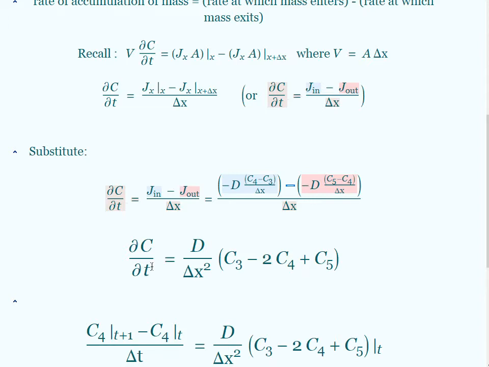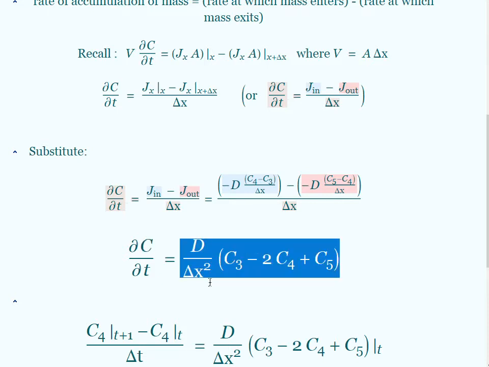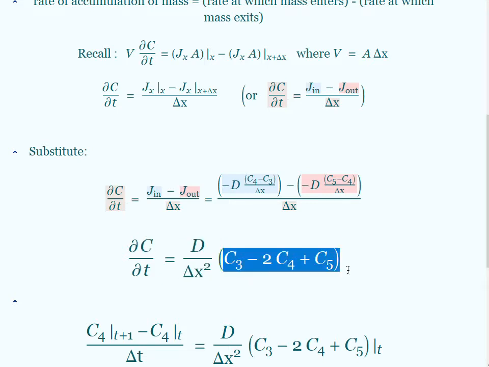All right, so dc/dt then is just equal to, if the D is constant, and we can pull this delta x out as well. That's a constant, and so we have D over delta x squared, and then we just have minus C4 plus C3. We've got C5 minus C4, and so we put them together, and we have C3 minus 2C4 plus C5. So we now have how the concentration changes at our node 4 based on constants that we know and concentrations around our particular node.